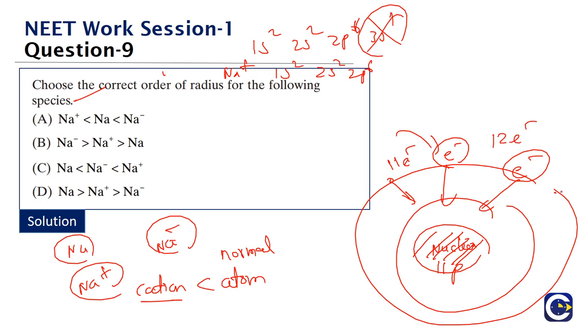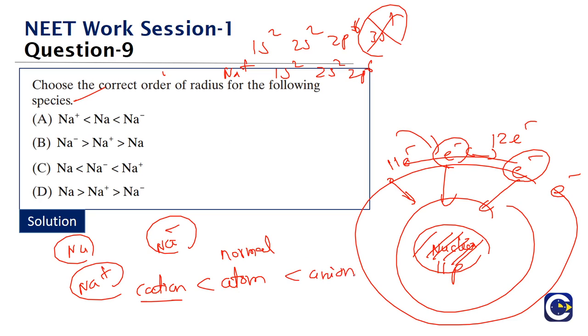And not only that, when we add an electron, what is going to happen? There will be repulsion between the already existing electrons and the added electron. So as a result, they will try to slightly increase the space around the nucleus. So thereby the size will be actually increasing. So the anion size will generally be more than the normal atom.